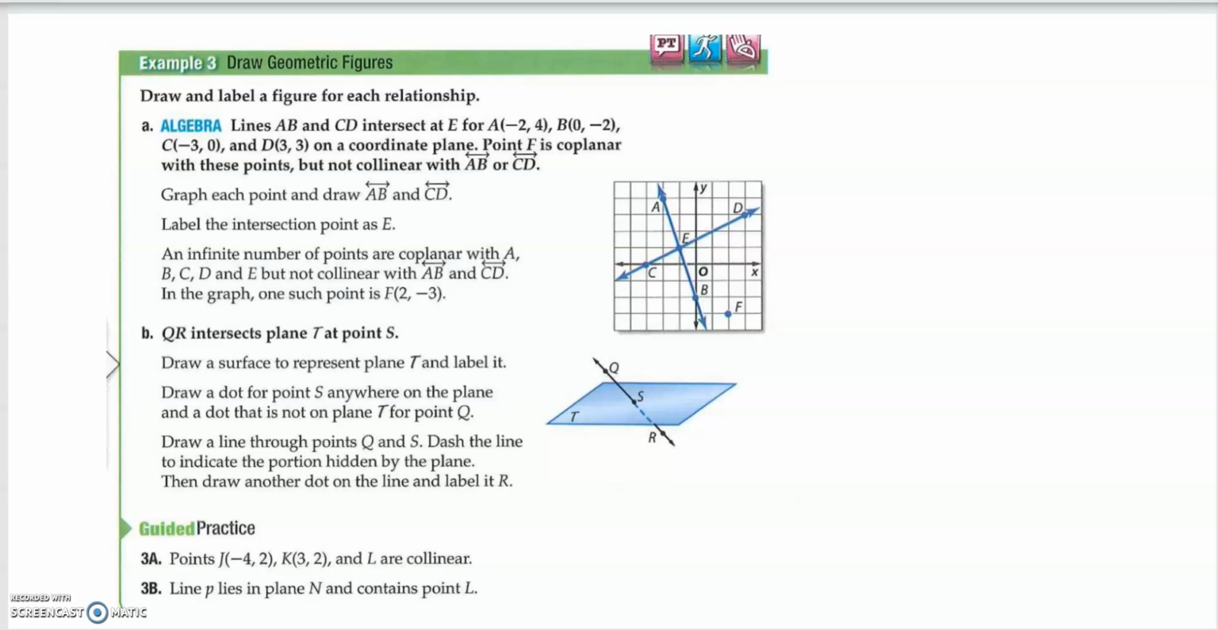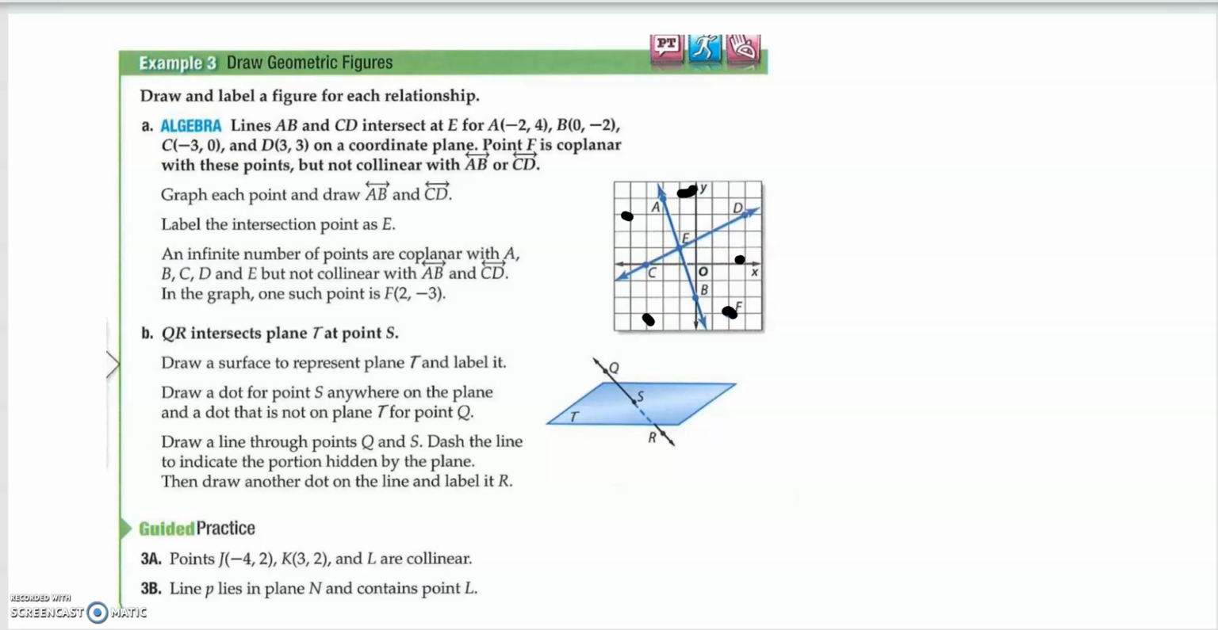Point F is coplanar with these points, but not collinear. Right? And then they drew point F down here. There's F. They could have drawn F over here, or here, or here, or here. Anyway, that's kind of fun.